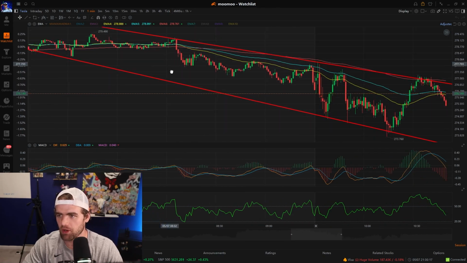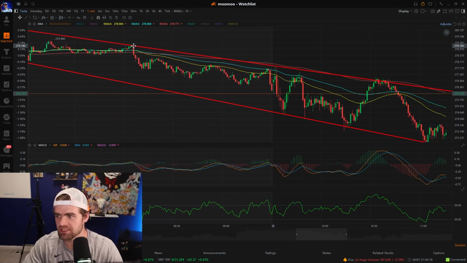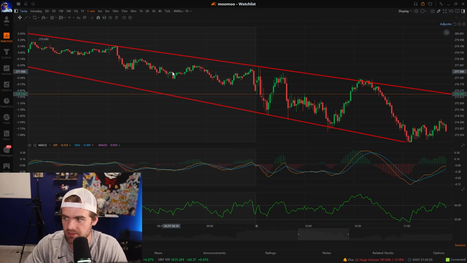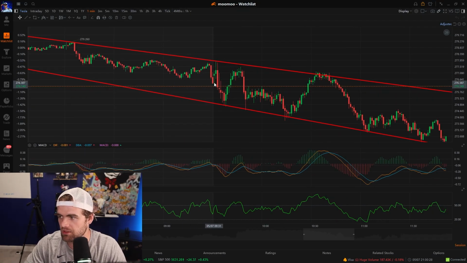So during pre-market here, what I noticed was just this general downward trend where it would hit this red line here, and we had a lot of selling pressure. So it hit it, and what happened? Sold off. Hit it again, sold off. Hit it again, sold off.